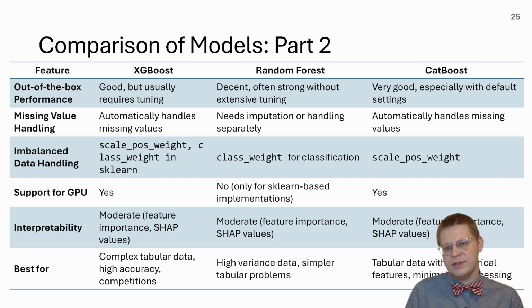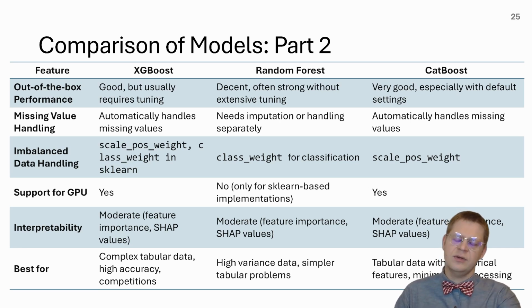Random forest offers similar interpretability with feature importance and SHAP values, and so goes CatBoost, feature importance and SHAP values. What about the best use cases? Well, XGBoost is excellent for structured data with complex relationships and ideal for competitions where high accuracy is essential. Random forest works well for general purpose tasks with high variance as it's robust against overfitting and performs great in structured data applications. And CatBoost is ideal for tabular data with many categorical features, especially suited for production due to its efficiency and minimal pre-processing requirement.